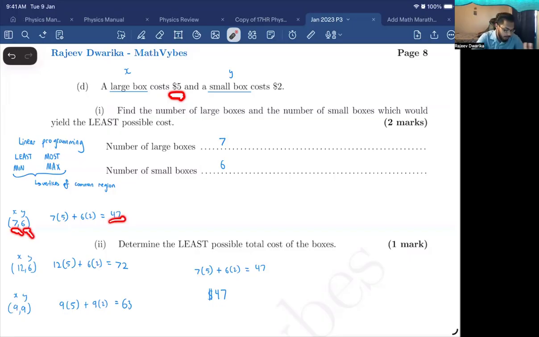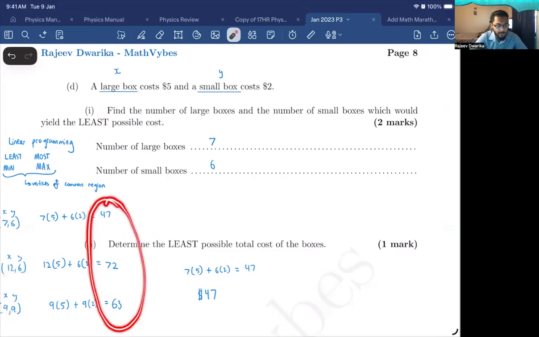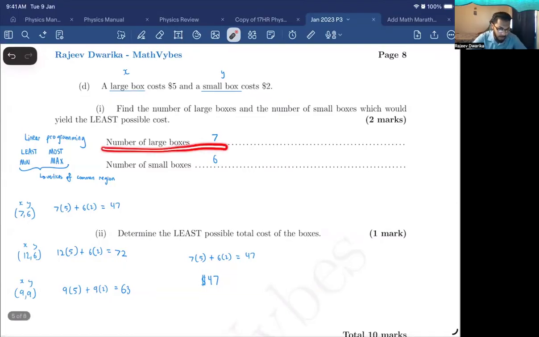Yes, sir. And then the other one was 12, 6, right? That gives us 72. The other point gives us 63. Which one is giving us the least possible cost? The point 7, 6. Exactly. So in other words, we would need 7 large boxes and 6 small boxes. Let me know if you understand that.